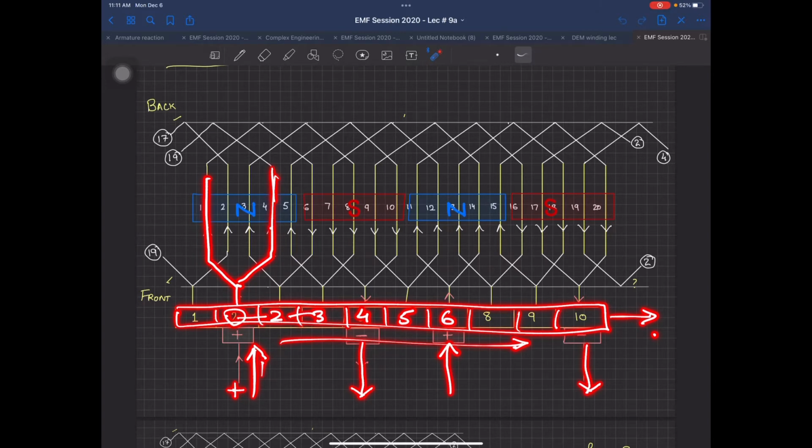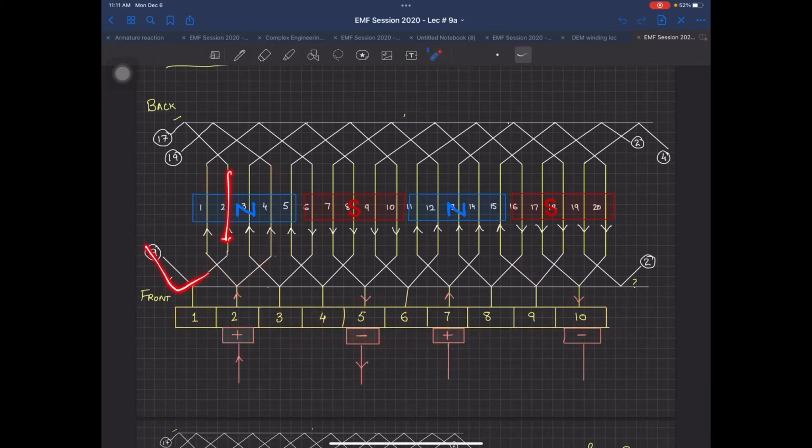A little time afterwards, it will be slot number 2 and slot number 19. So this means LDL ability is a fact which will be coming into play. But as soon as this commutator moves in this direction, slot number 2 and slot number 19 will come in contact with the positive carbon brush. So this will become an entry point.